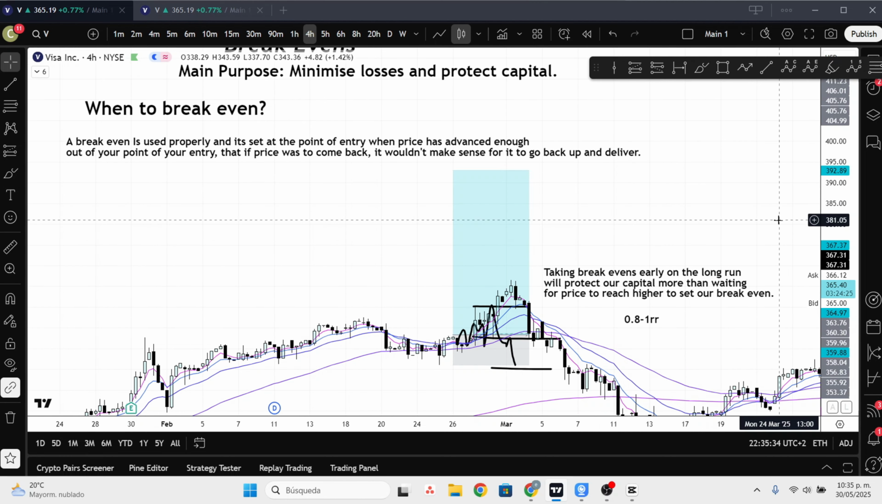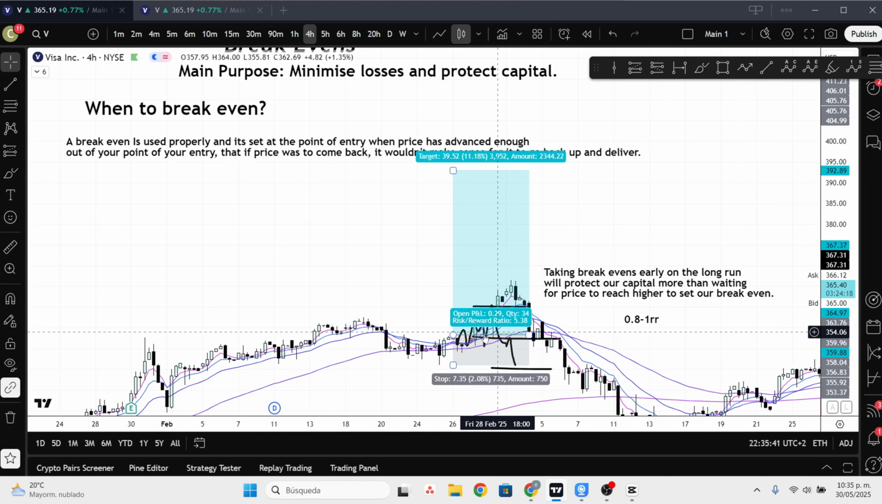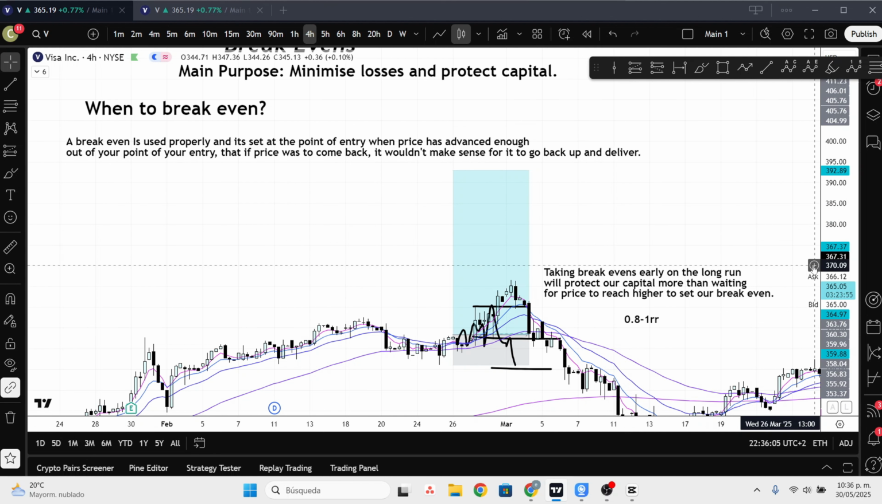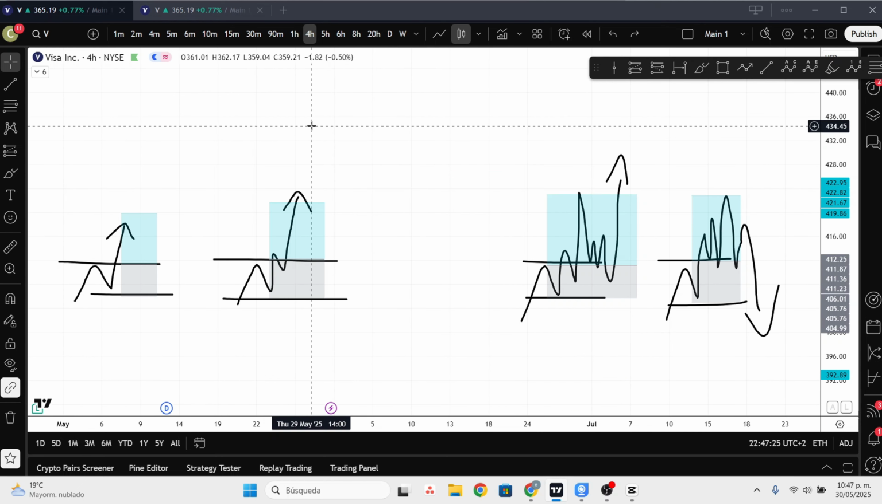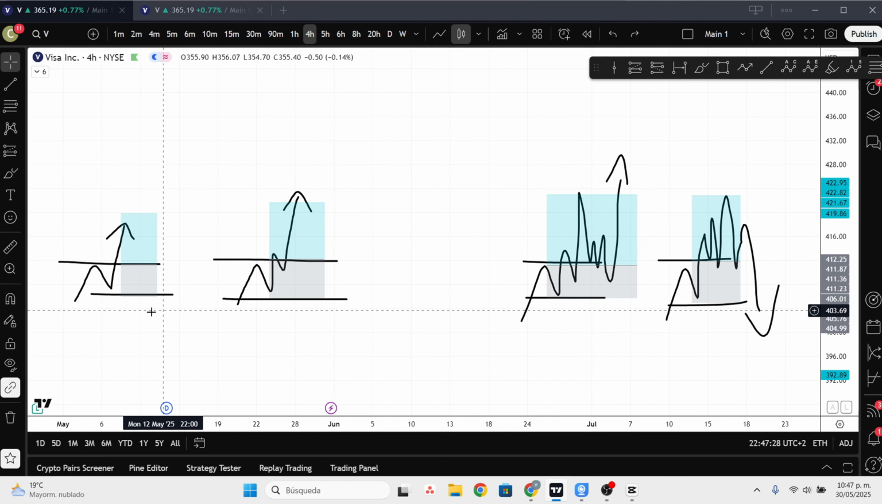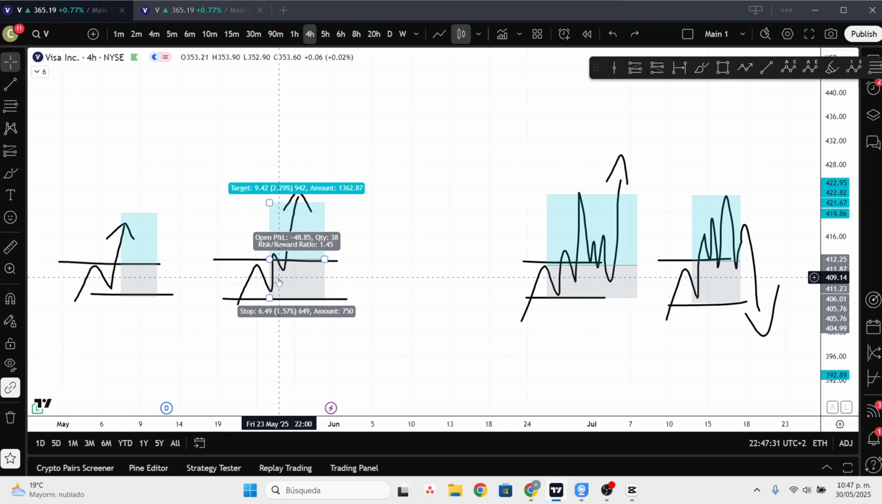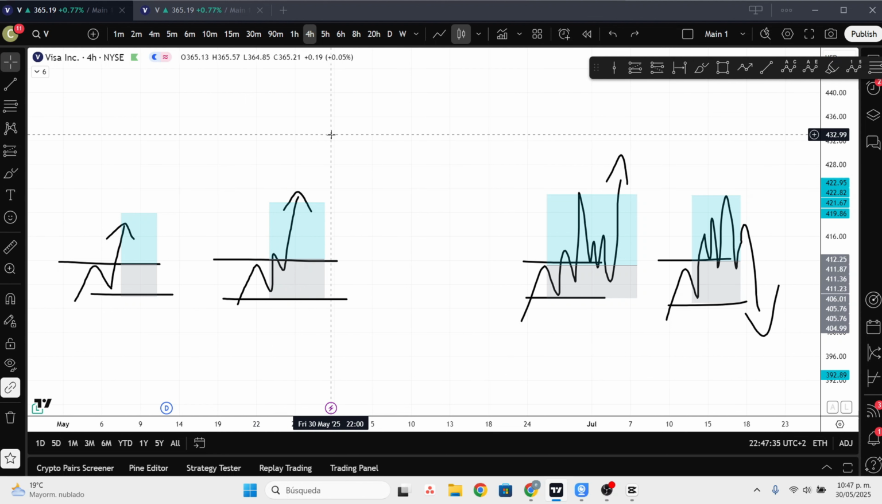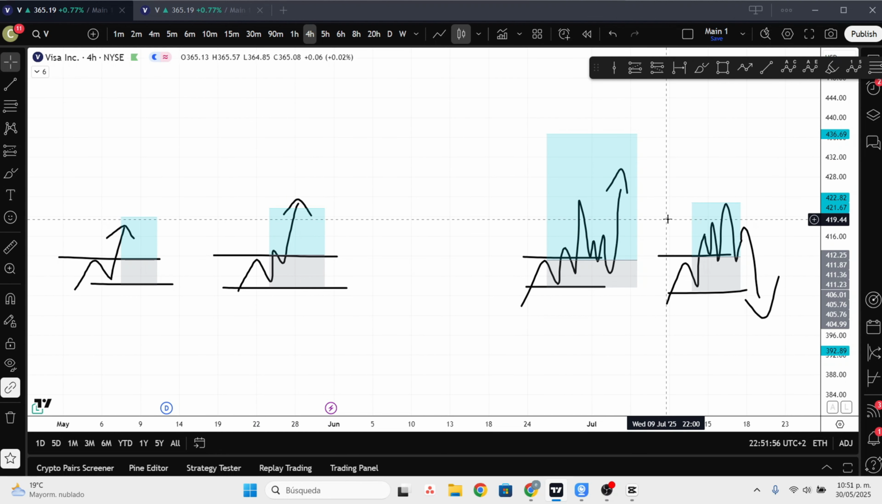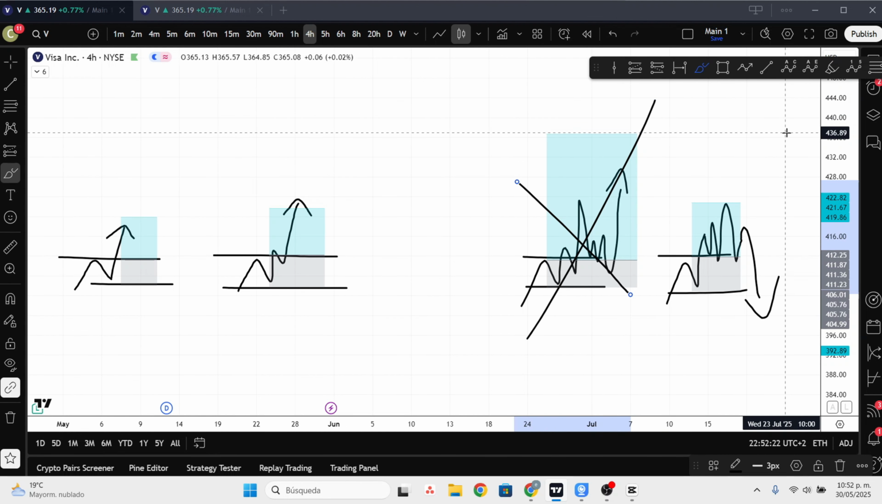So my advice here is that taking break-evens early, in the long run, will protect our capital more than waiting for price to reach higher, for example, your first take profit, 2RR, or something along those lines. That way, we're actually protecting our capital and minimizing our losses. Like I said before, most of your successful trades will almost instantly deliver just like this, or maybe sometimes take a little pause, but almost instantly delivering. Instead of price dancing around your entry like this, and then it comes back, and then it delivers. That's something that almost never happens, and I promise you, it will make you lose more than make any positive impact.